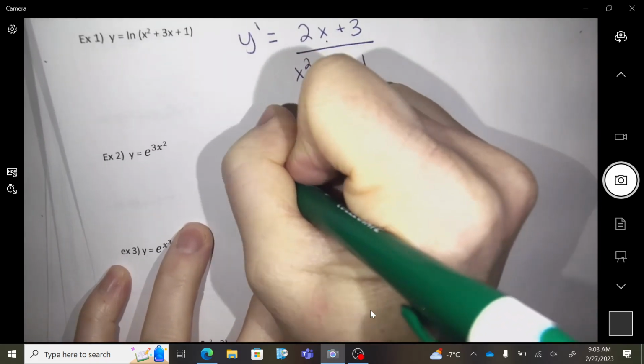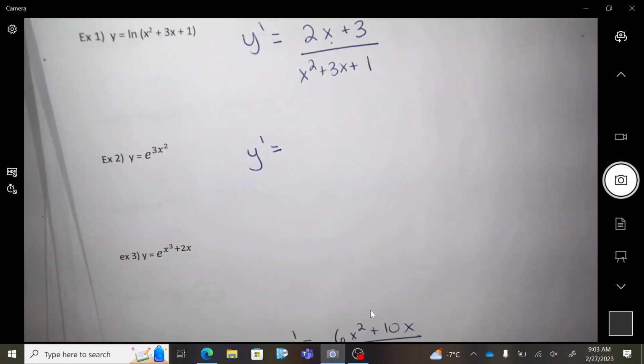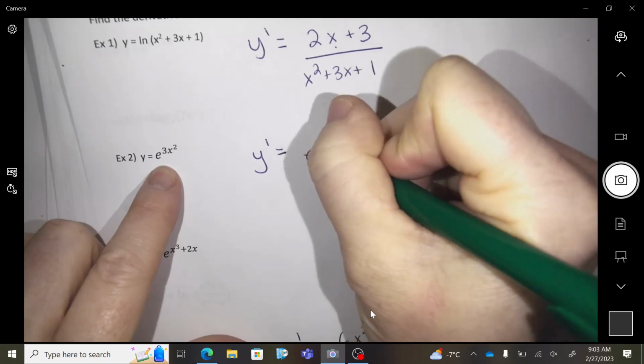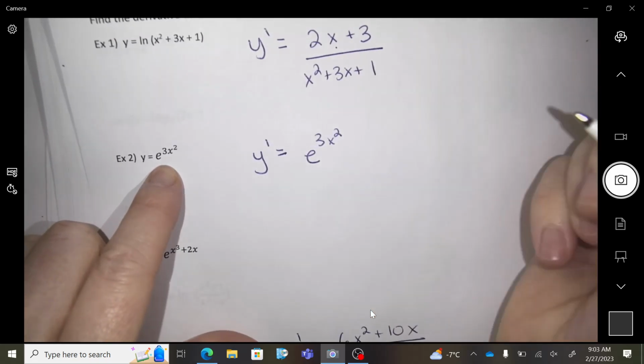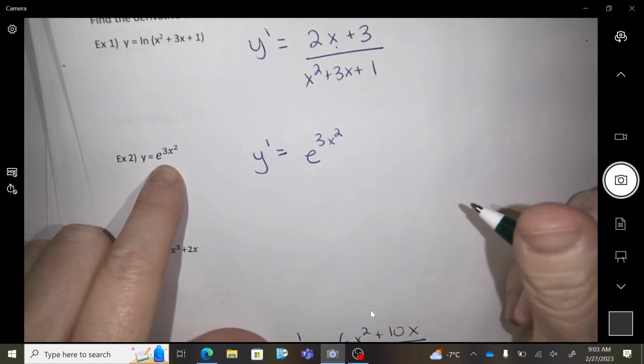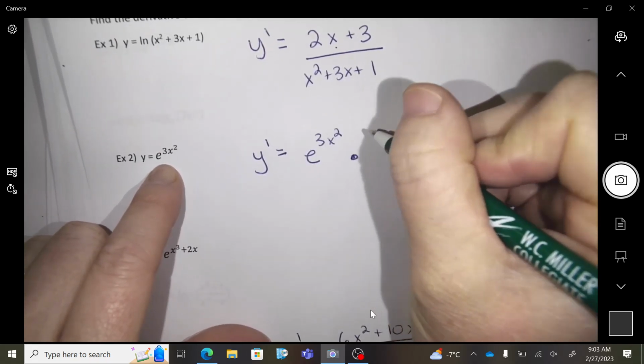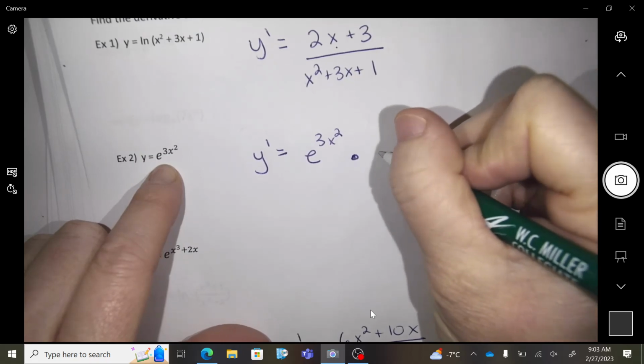Okay, so number 2, the derivative. You repeat exactly what you see, so e to the 3x squared times, and then derive the exponent.